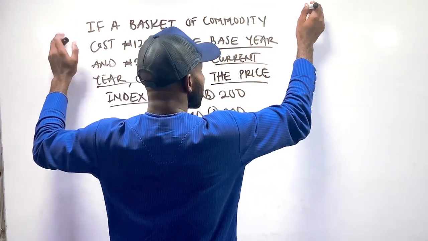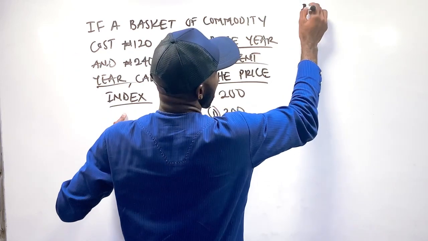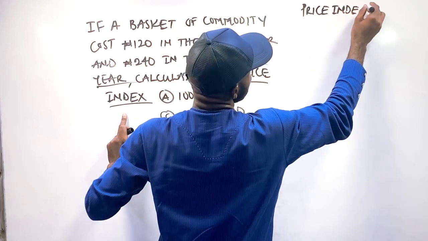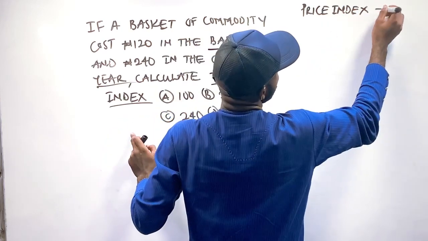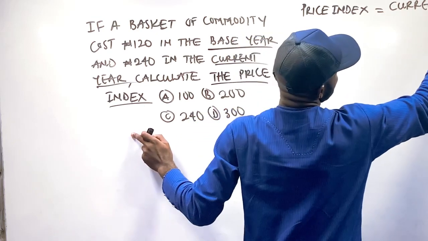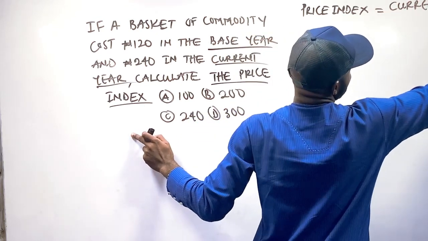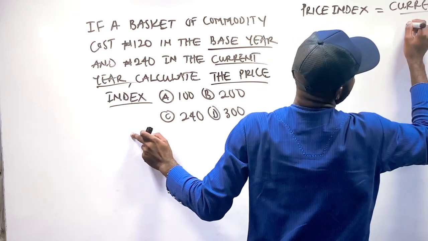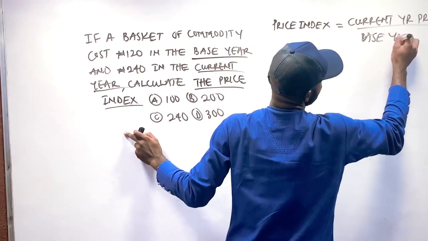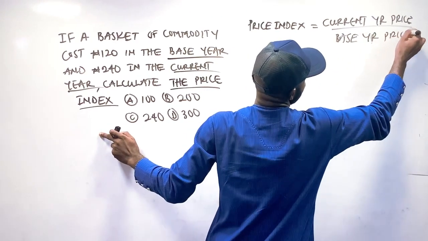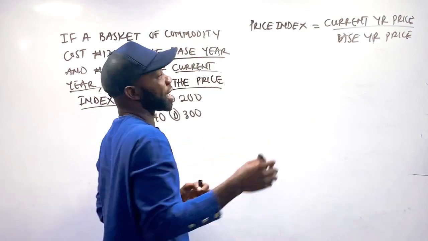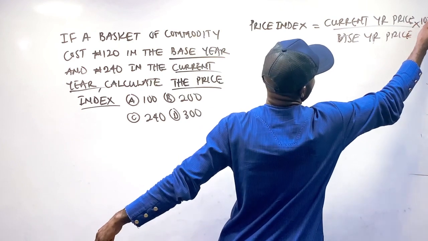Price index, please. For you to calculate price index, the formula is current year price over your base year price, please. Now, if the examiner presents the question in percentage, we can just introduce times 100.